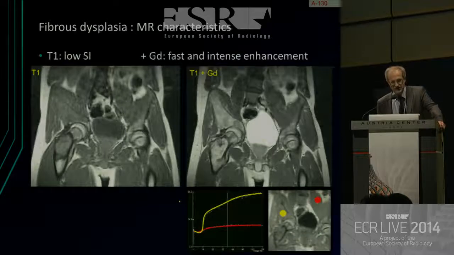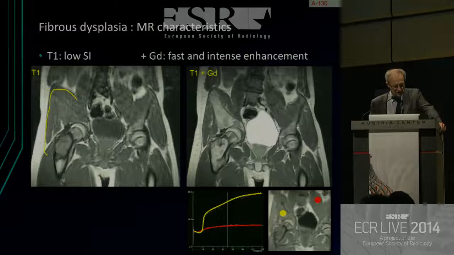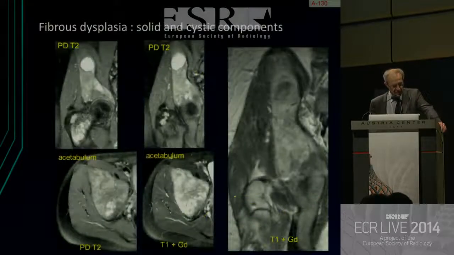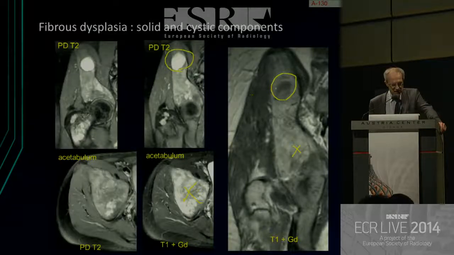And what are the characteristics of fibrous dysplasia on MRI? It's a low signal intensity on T1, and when you use gadolinium, it has an early and fast enhancement. So this is not a sign of malignancy, it's normal. Fibrous dysplasia is a highly vascular tumor. So here you see again the enhancing areas, which is normal, and fibrous dysplasia can have cystic components with high signal intensity on T2 and non-enhancing on gadolinium. So this is typical for fibrous dysplasia.